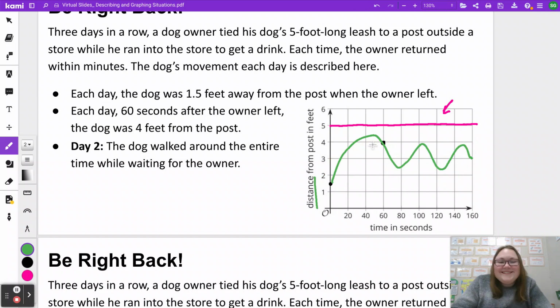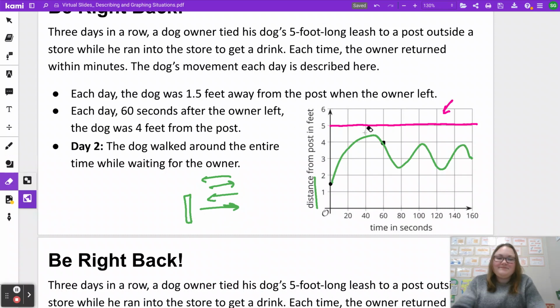That dog's being a little silly, right? But that works, right? The dog is getting further from the post, then closer to the post, then further from the post, closer to the post, further from the post. That's a nervous dog. I think that's a dog that just keeps going back and forth between that post. But that's a dog that's moving around the entire time.